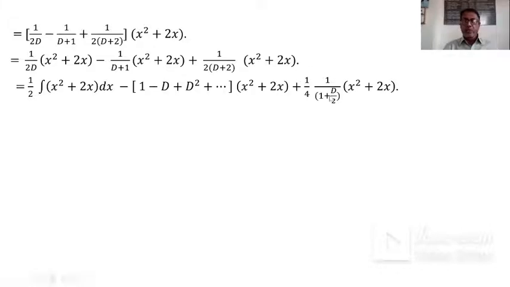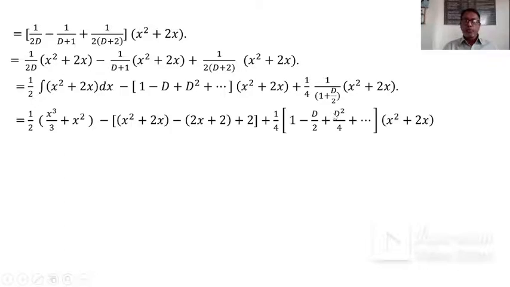Again, for operating this, we use the expansion of 1 upon 1 plus alpha. Just here we have used that. The same we have to use here. Alpha is D upon 2.